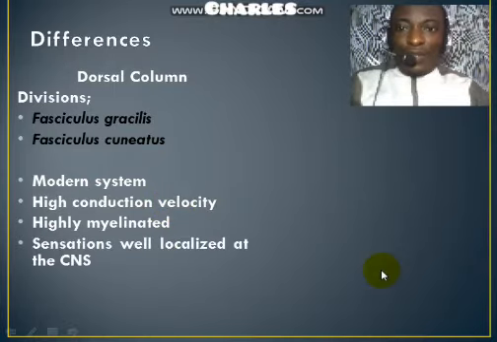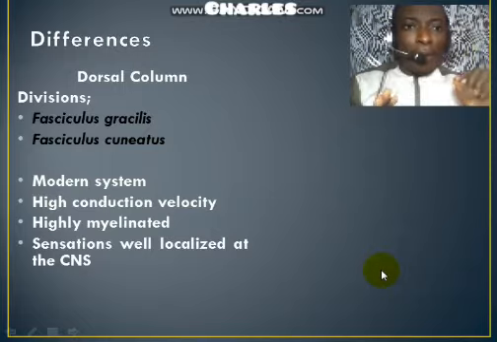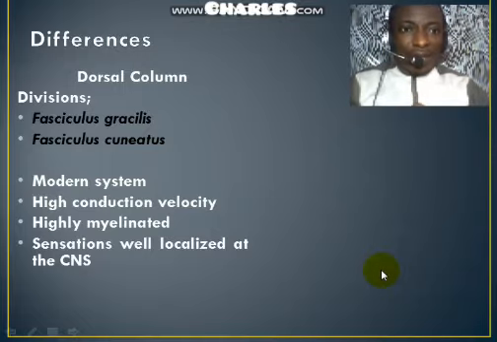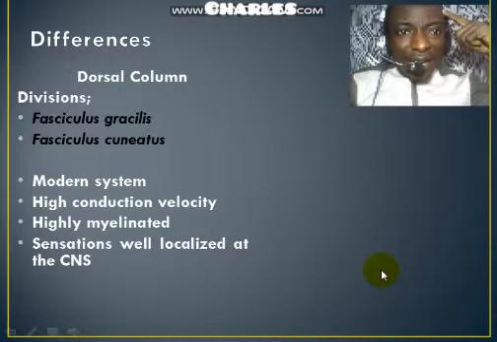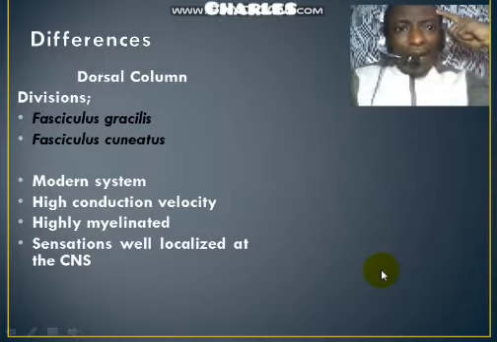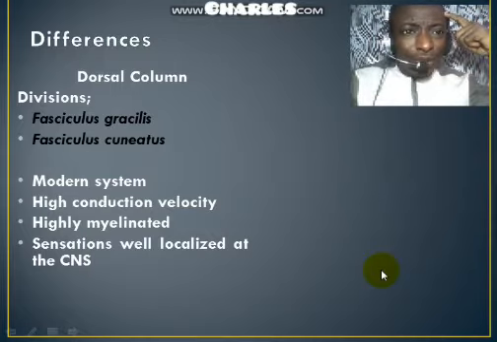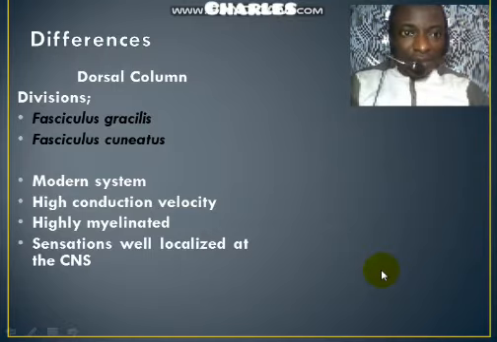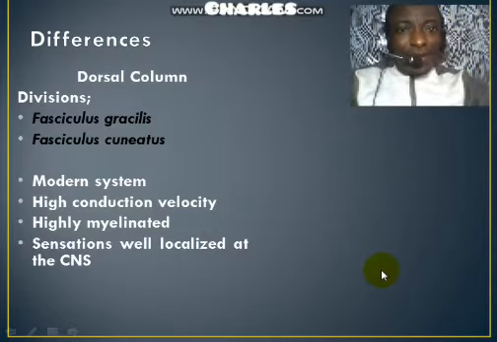The sensations carried by these tracts are well localized at the CNS. What do I mean? If, for example, I prick Ogene with a pin, she will feel it immediately in her head that something just pricked her. Not only that, Ogene will be able to pinpoint exactly where she's feeling that pain.